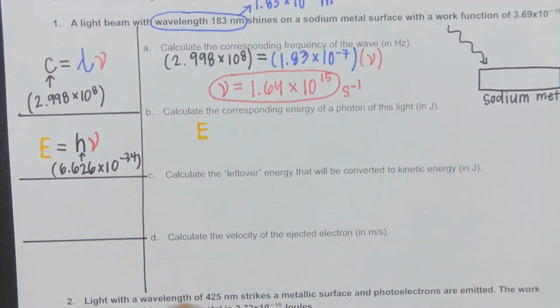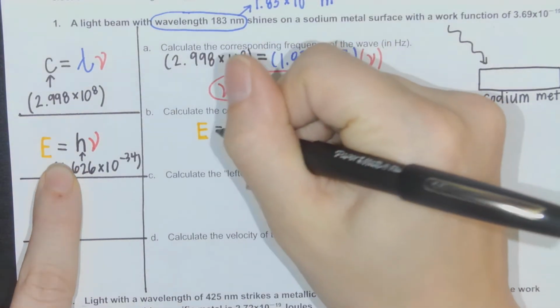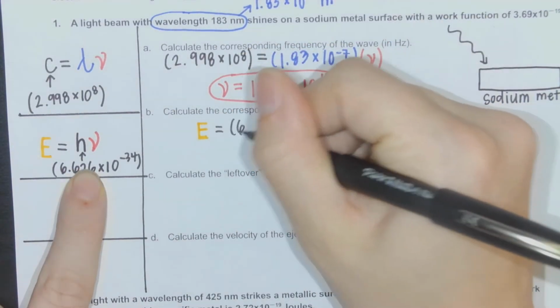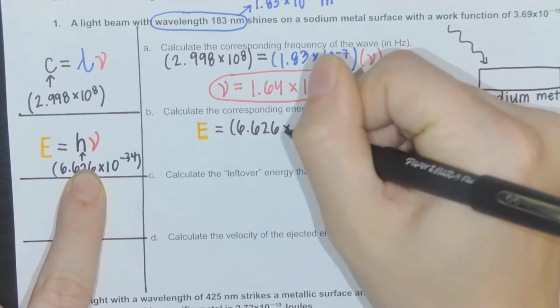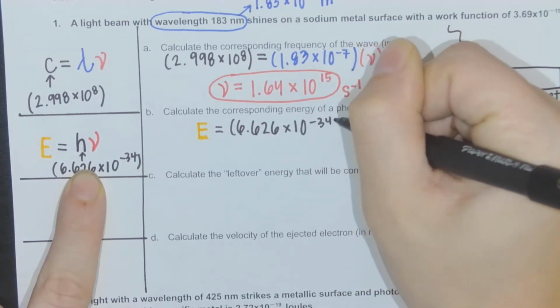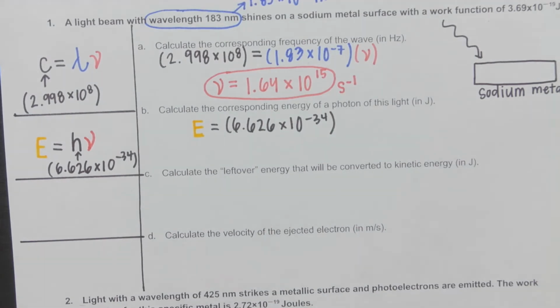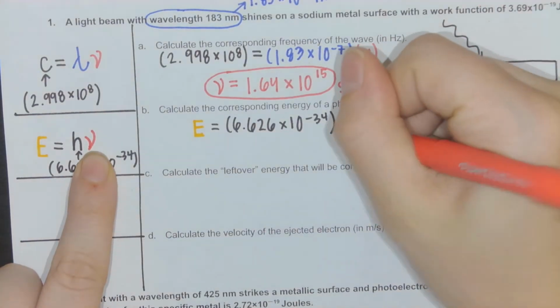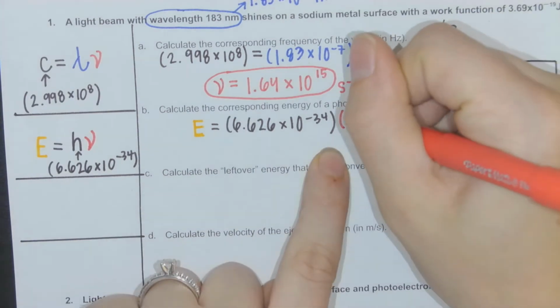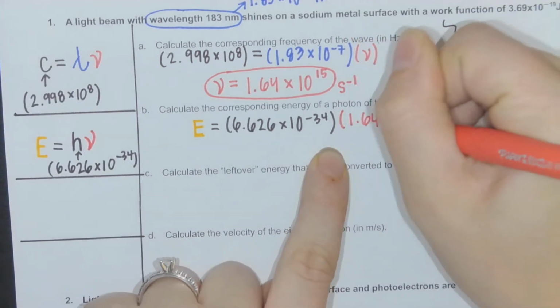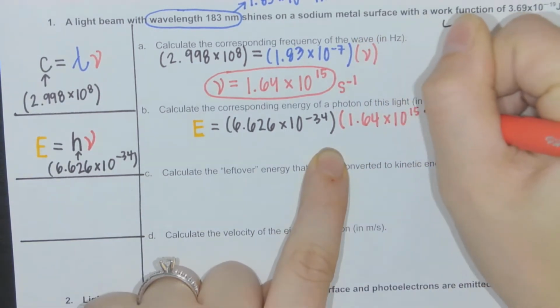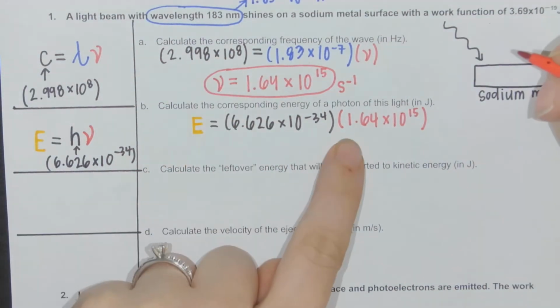Energy equals 6.626 times 10 to the negative 34 times 1.64 times 10 to the 15th power. I just brought that down.